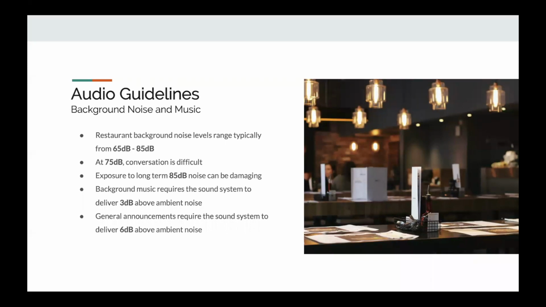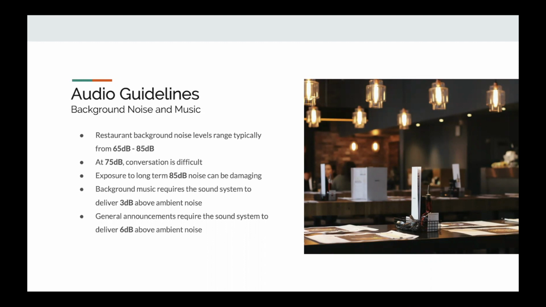Generally speaking, you would set your background music to deliver 3 dB above ambient noise. And again, you can very, very easily do this with a measuring device and a laptop if you're configuring a system, so that you can both set the minimum and maximum expectations to make operation of the system as easy as possible for your customers.